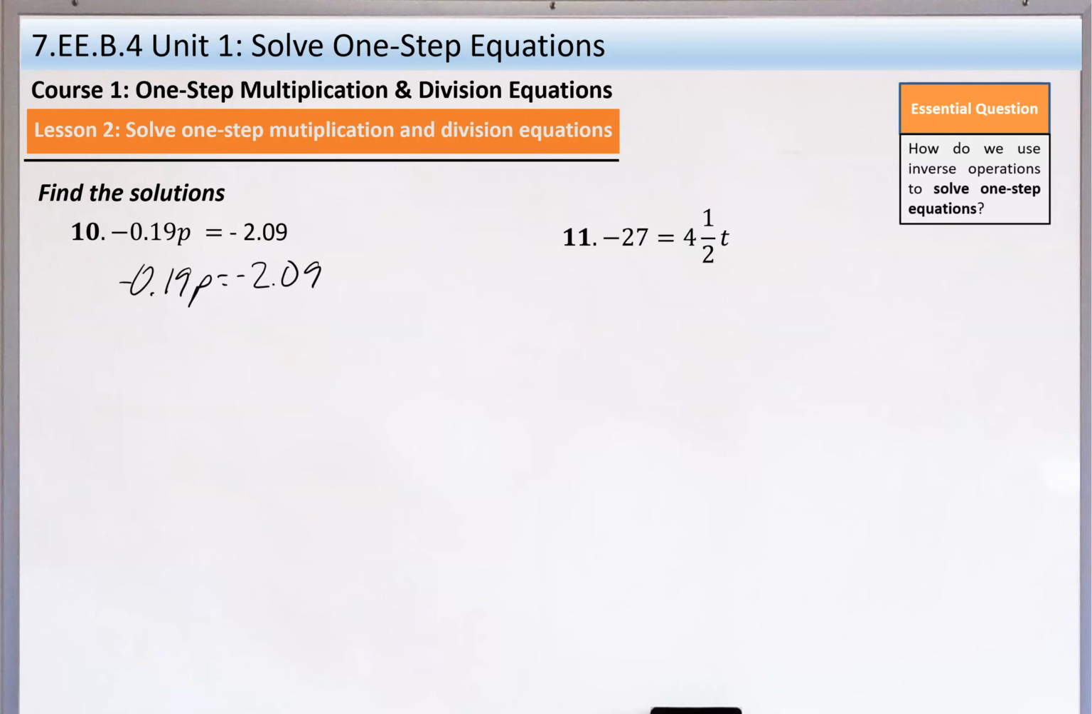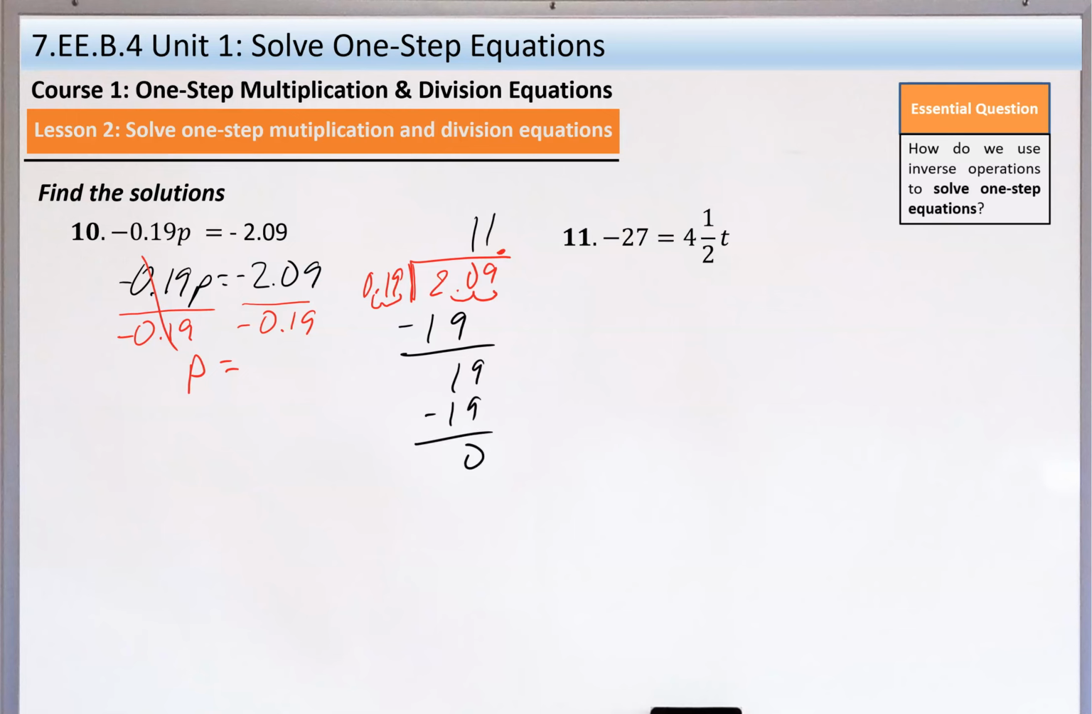Our inverse operation is to divide both sides by negative 19/100ths. And we know we cannot divide with the decimal in our divisor, so we have to move the decimal twice in our divisor, which means we have to move it twice in our dividend, which basically leaves us with 209 divided by 19, which is 11. So our answer is 11.